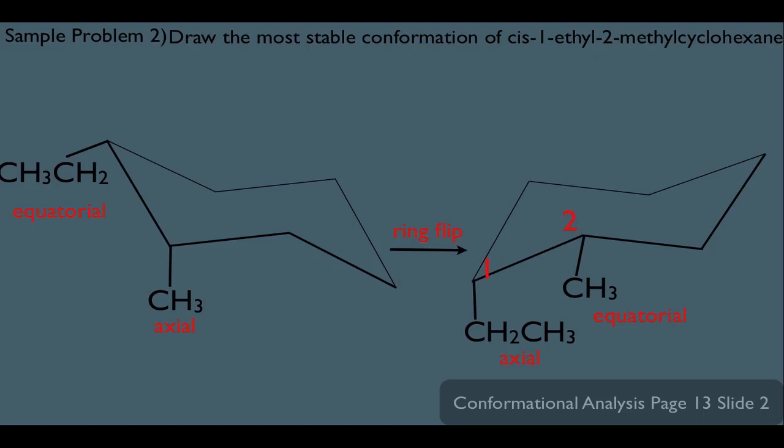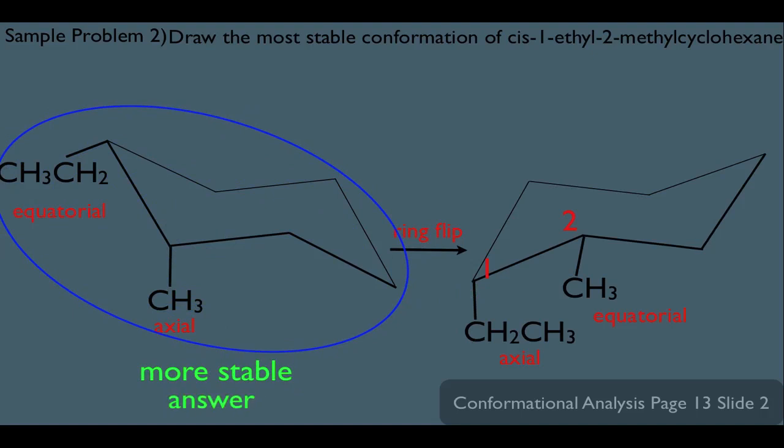The question is, which one would yield the lower energy or more stable structure? Well, think about it. In the ring structure on the left, the bulkier substituent is equatorial, and the less bulky substituent is in the axial position. That's the exact opposite over here. The bulkier group is in the higher energy axial, and the less bulky substituent is in the lower energy equatorial. We'd rather have our bulkier group in the lower energy equatorial position, so the structure on the left is the most stable and therefore is the answer to this question.